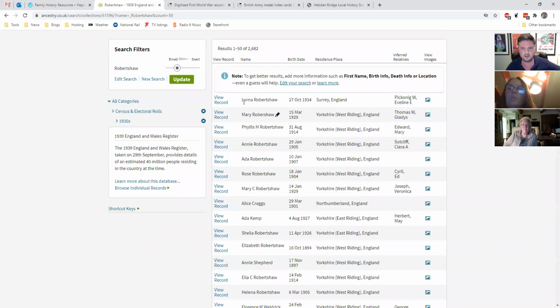The 1939 register contains a lot of living people. Again, I'm not going to click through, but if someone was alive around 2010 or so, roughly when they transcribed it for this, they will be blanked out, but you'll get everyone else.